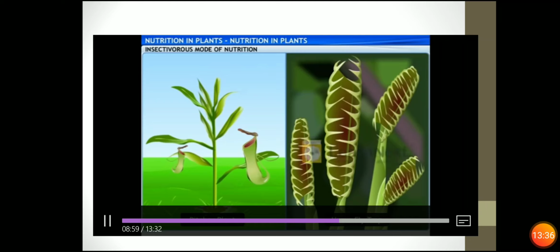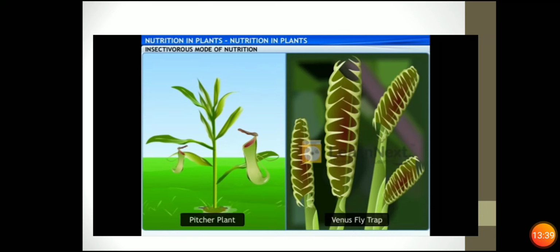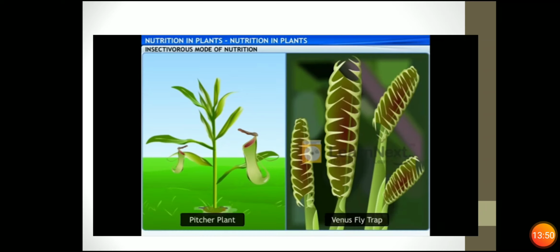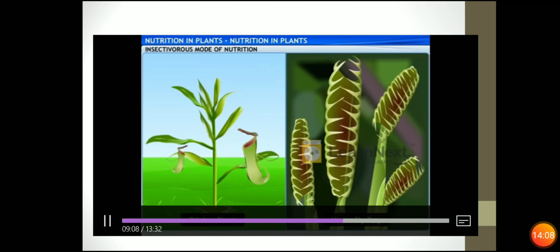One such special case is the insectivorous mode of nutrition in plants such as the pitcher plant and the Venus flytrap. Now, the first mode of heterotrophic nutrition is an insectivorous plant in which they trap the insect and secrete digestive juices through which they digest the insect and fulfill its need for the food. Examples are pitcher plant and Venus flytrap.